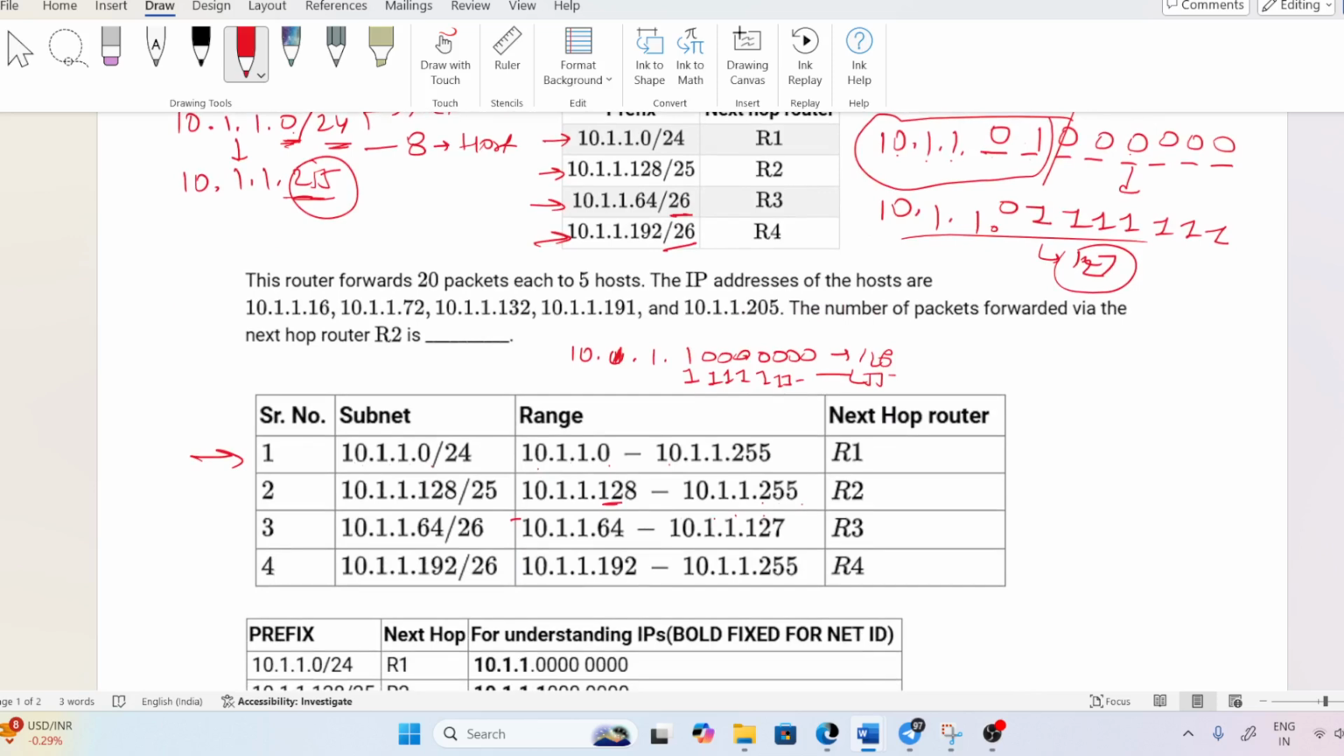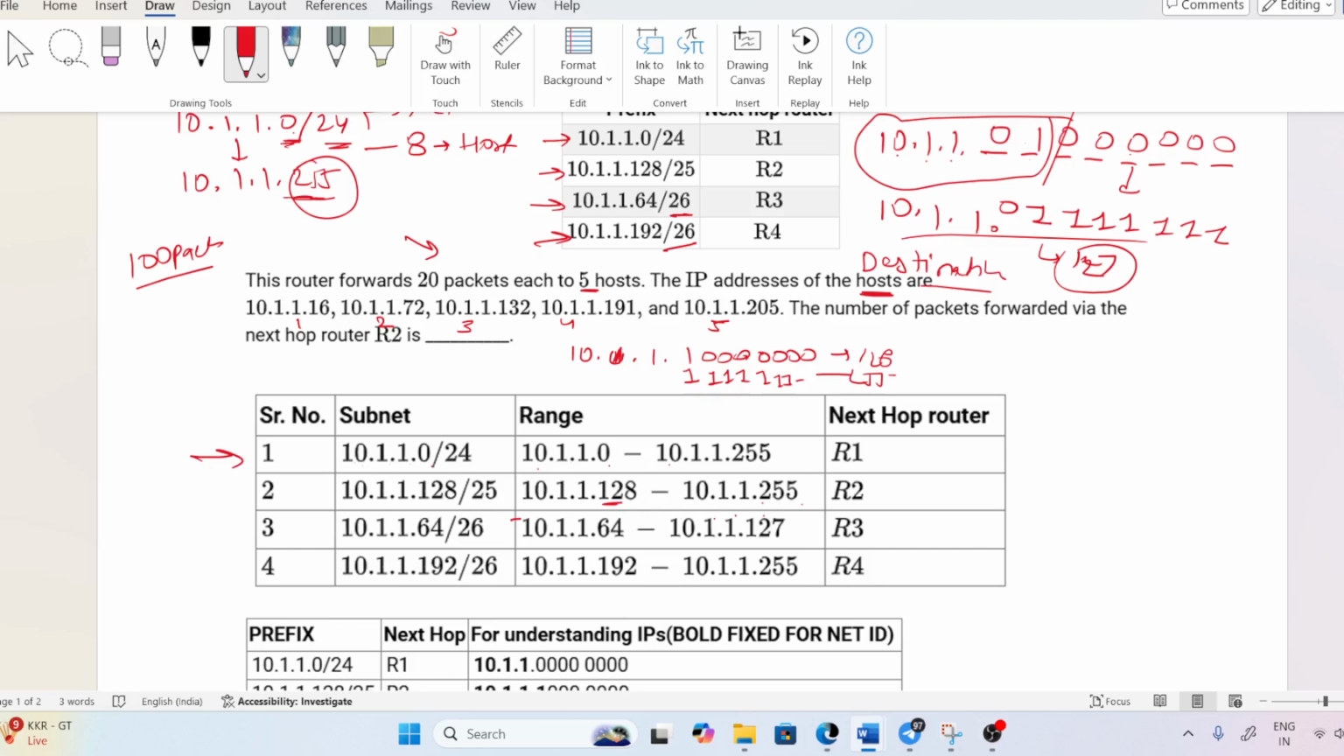Now we have the IP address. This is my host address, and this is my destination where I want to go. We have 20 packets per host, so in total we have 100 packets. In that we have 20 packets similar to this: first packet, second packet, third packet, fourth packet, and fifth packet. So one packet is going to repeat itself 20 times.